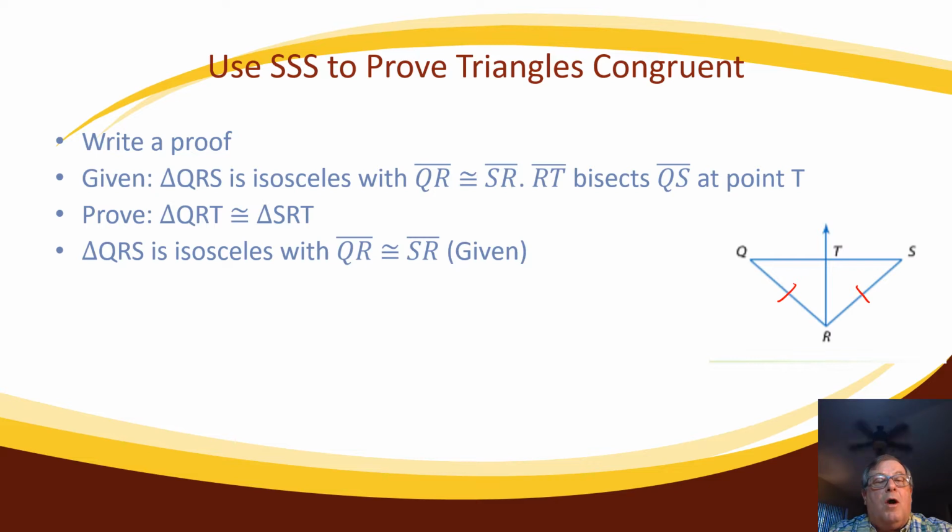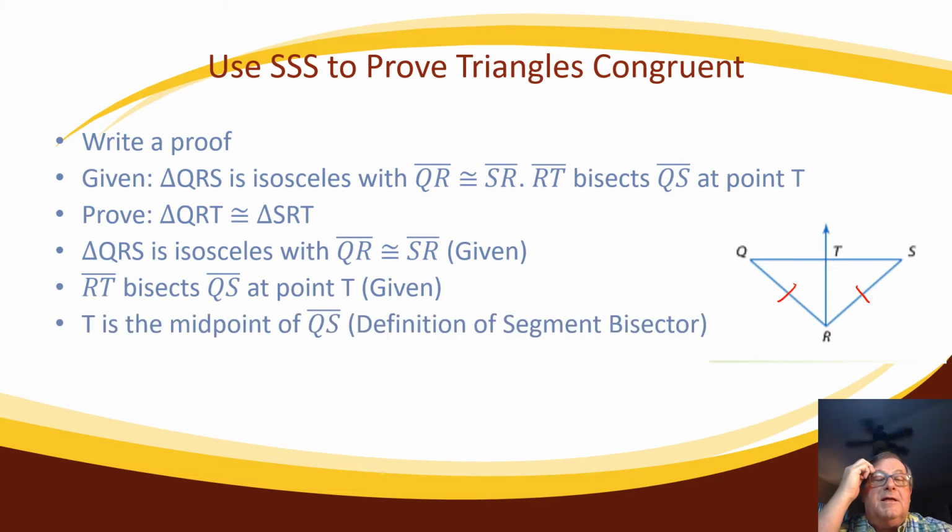So let's see. Triangle QRS is isosceles with segment QR being congruent to segment SR. And that, of course, is our given, and we've already marked congruency for QR and SR. And RT bisects QS at point T. That also is a given. Now, if RT bisects QS at point T, then T is the midpoint of QS, and the reason there is the definition of segment bisector.